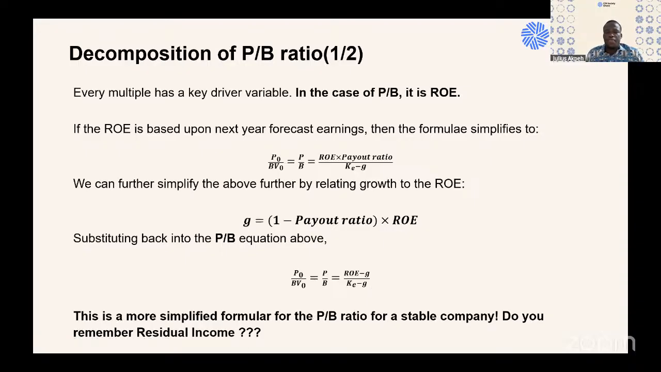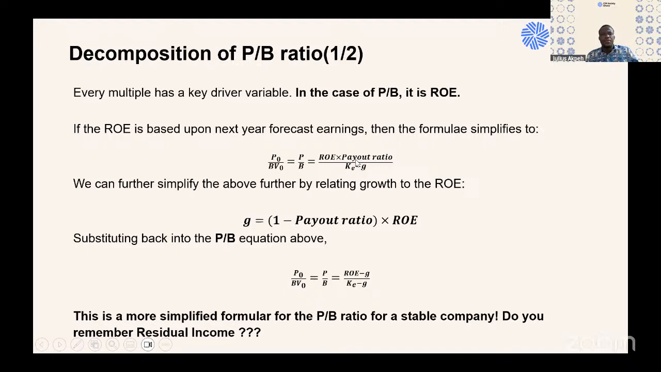Now, the price to book ratio is simply this. Do we have all the 3 fundamental drivers here? Yes: ROE is the cash flow, G is the growth rate, and KE is the risk. With this, we can calculate price to book ratio without knowing anything about price. All we need to know is the return on equity, the growth rate in earnings, and the cost of equity. We don't need to care about price.